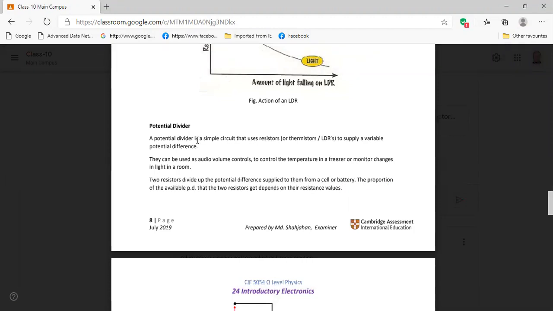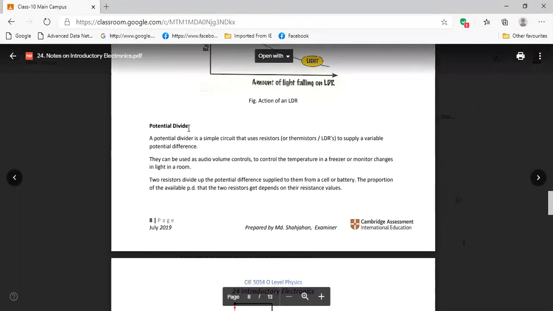So you write this heading: potential divider. Potential divider. Okay.